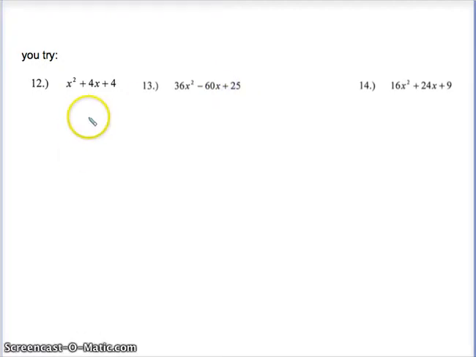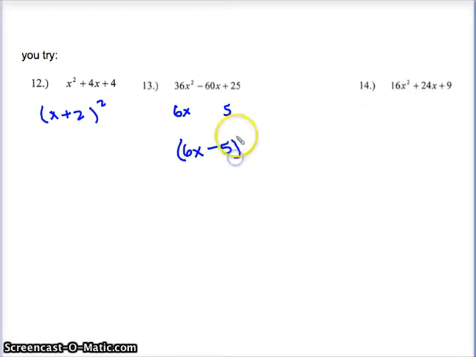All right, let's go ahead and check those answers. We should have x plus 2 squared. Let's verify that this is actually a perfect square trinomial. 6x and 5. When I multiply 6 and 5, I get 30. Double it is 60. So I can write this as 6x minus 5 squared. Again, the sign of the middle comes straight down.